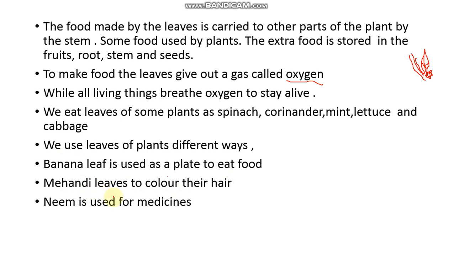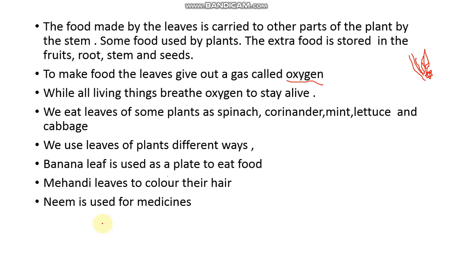Then the mehendi leaf is used for coloring hair. Neem is used for medicines, and tulsi is also used as a medicine. So the leaf is very important and plays an important role in our human life.